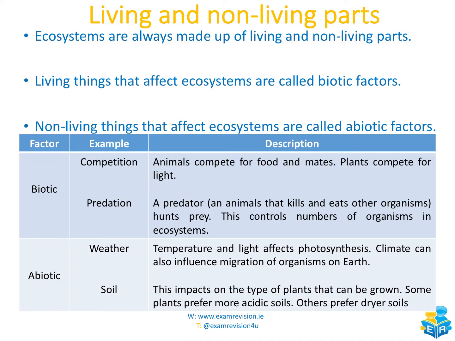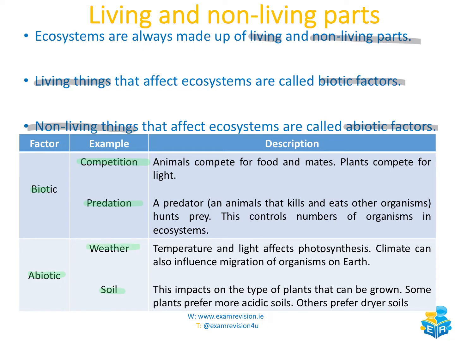Ecosystems then are made up of both living and non-living parts. So any living thing that affects ecosystems are called the biotic factors, whereas the non-living things that affect ecosystems are called the abiotic factors. So if we have a look at the table down here, we can see some examples of both living and non-living factors that affect the ecosystems. So the biotic factors will be things like competition and predation, whereas the abiotic, the non-living factors, will be things like the weather and the soil.